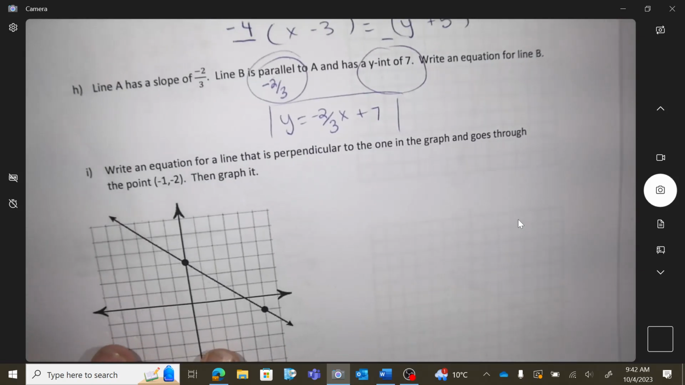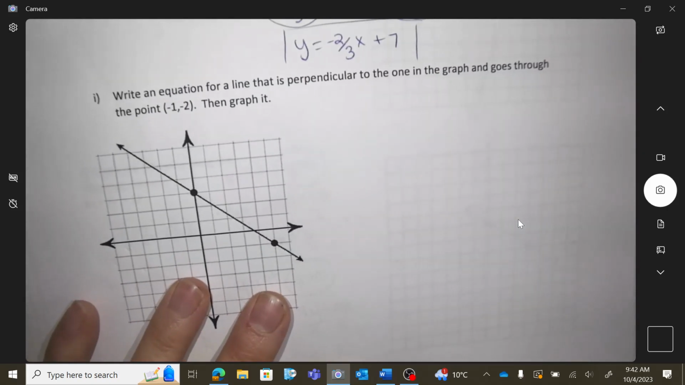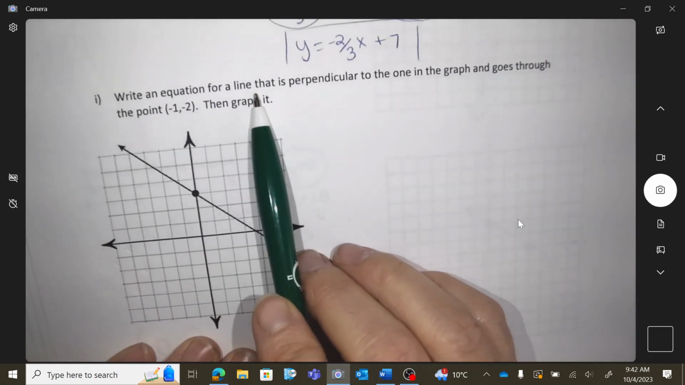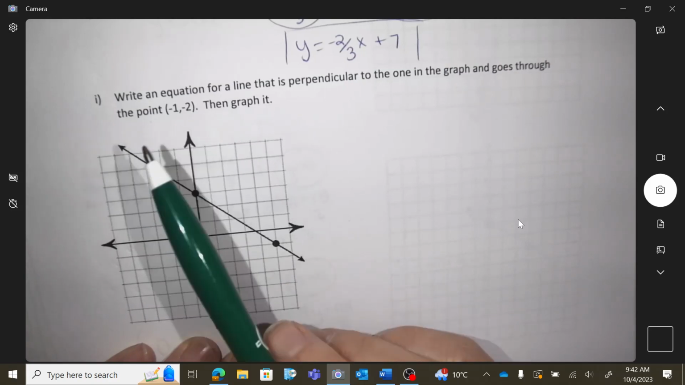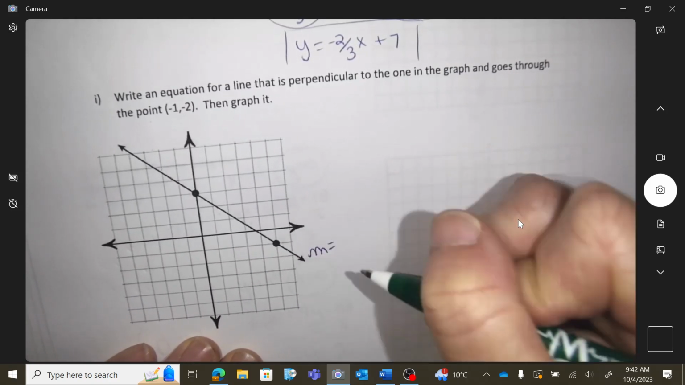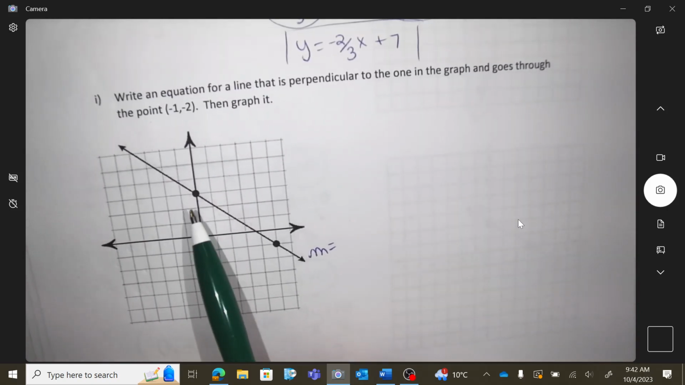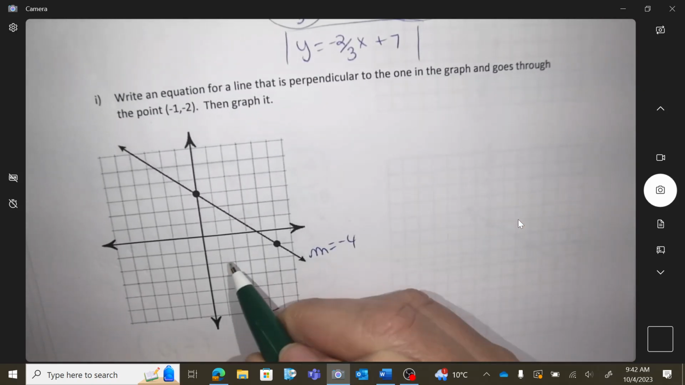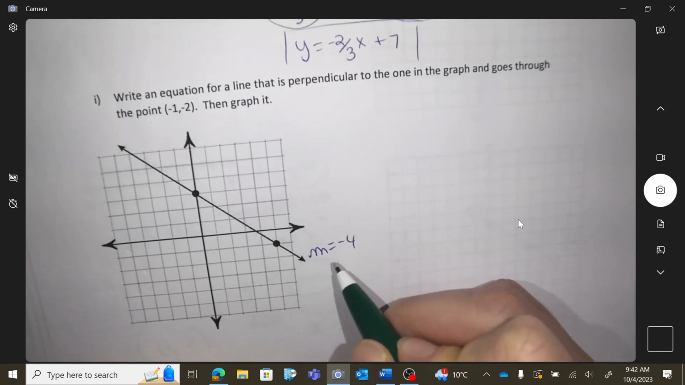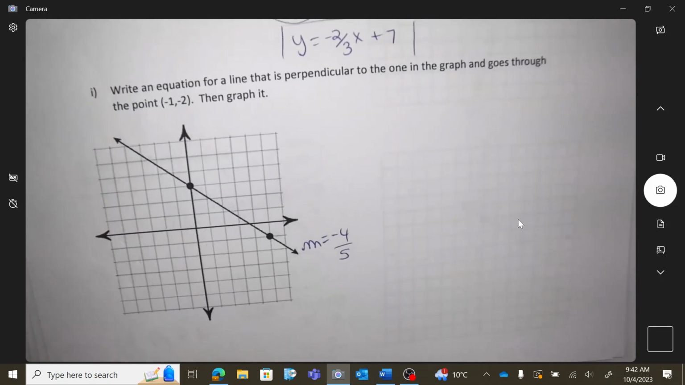Okay, the last one on here, it's not going to be the last one because I'm going to make you do one more question I'm going to add on. Write an equation that is perpendicular to the one that's drawn, and ours has to go through that point. Okay, so what is the slope of this line? That's the first question you should ask yourself. So counting here, 1, 2, 3, 4 down. And 5 right. So what you got is your count.